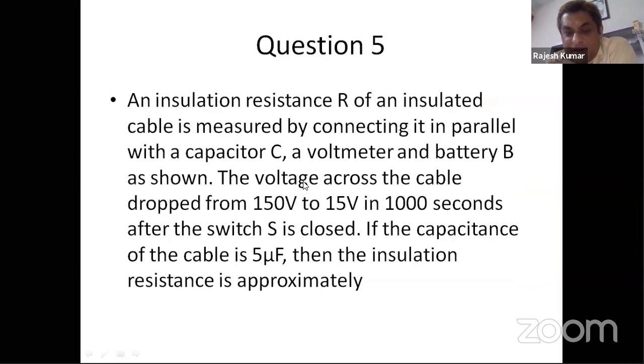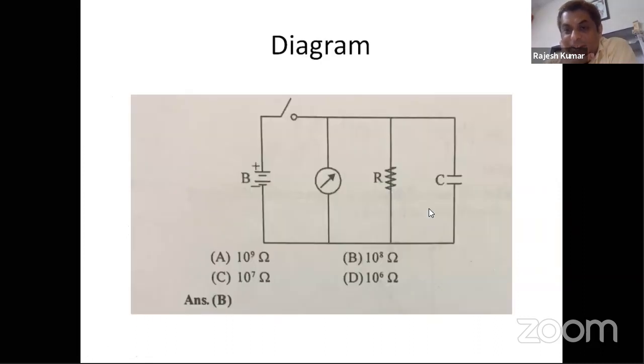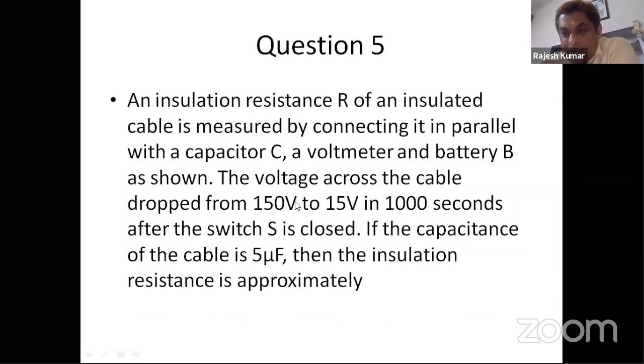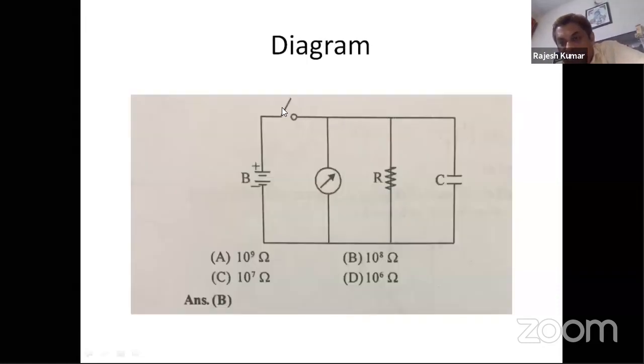Now it says that the voltage across the cable dropped from 150 to 15 volts in 1000 seconds. It means that the voltage across the cable, that was 150 volts, went down to 15 volts in only 1000 seconds after the switch is closed. So when the switch is closed, the voltage that was 150 volts came down to 15 volts only. So why did it happen? Because the capacitor started charging. Therefore, the voltage supplied by the battery dropped to one tenth in 1000 seconds.